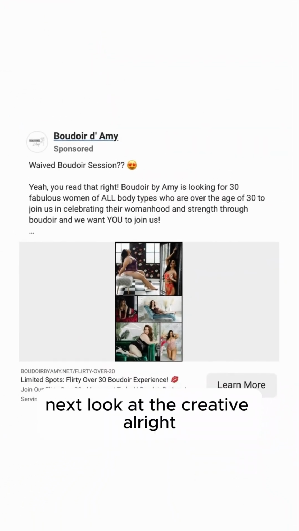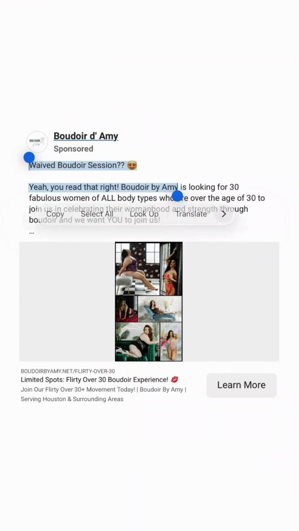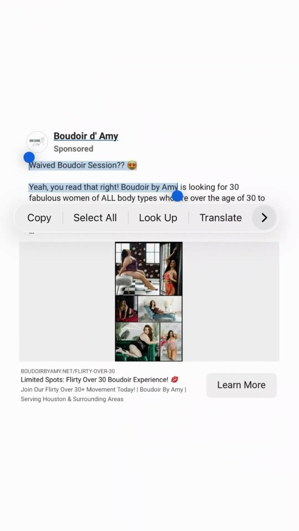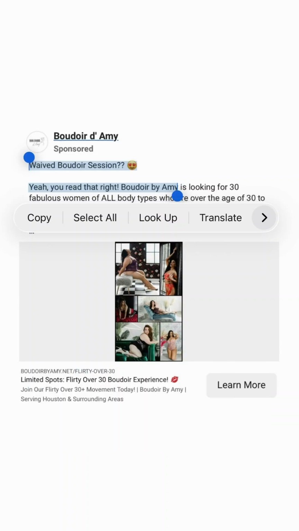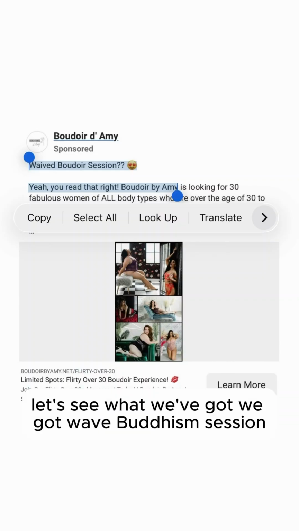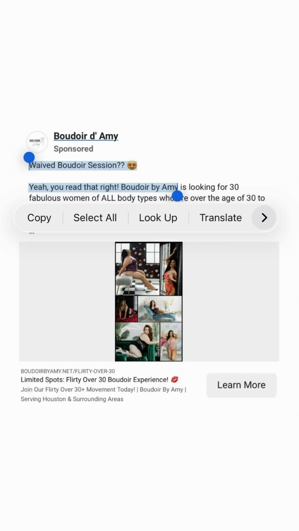Next, we'll look at the creative. All right, hey, this one doesn't. All right, no mistake here. Next, we'll look at the see more headline, the first 2 3/4 lines on the Facebook newsfeed mobile. So let's see what we've got. We got Wave Boudoir session. Hey, you're the right, Boudoir by Amy.